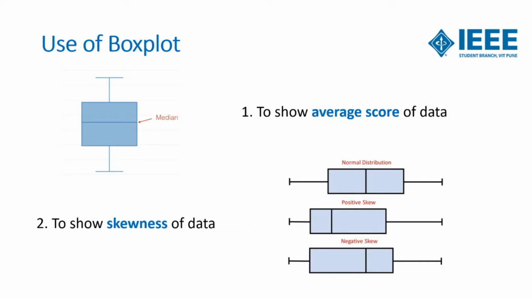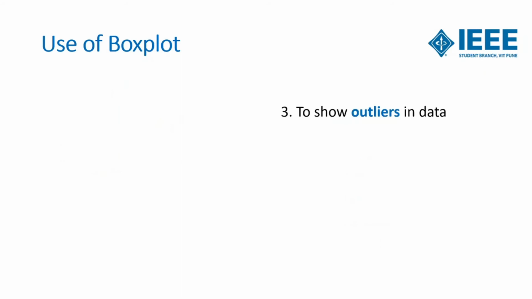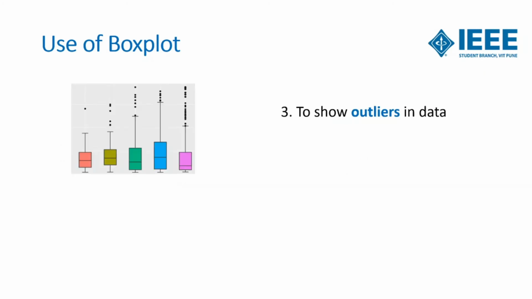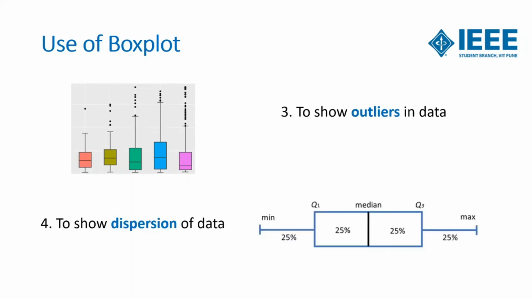If the line is exactly in the middle of the box, the data is normally distributed. If it is slightly to the left side, the data is said to be positively skewed. And similarly, if it is slightly to the right side of the box, the data is said to be negatively skewed. A box plot shows us the outliers in the data, which makes it easier to remove them while cleaning the data. It shows the dispersion of data.